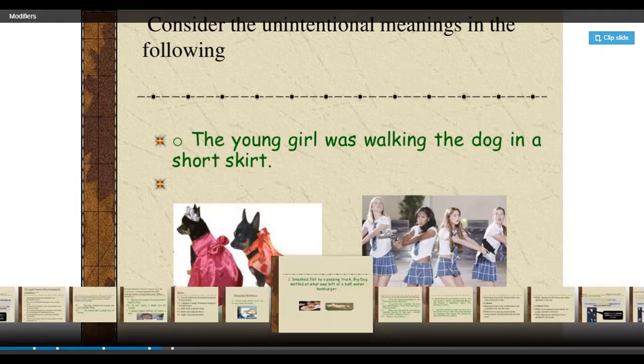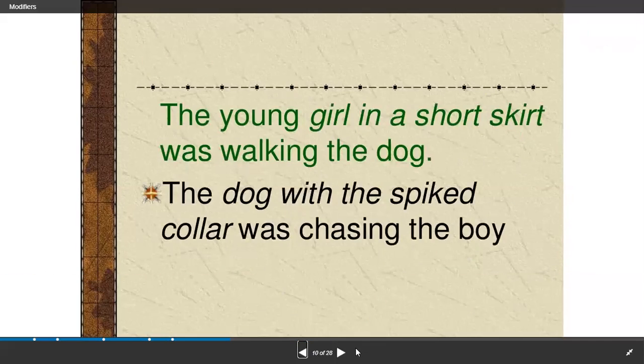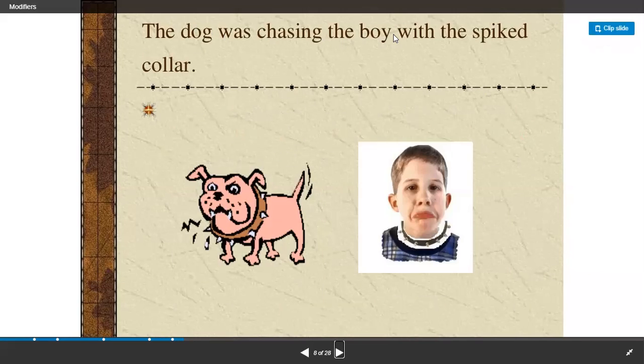Okay, let's go for another example. Let's say, for example, the dog was chasing the boy with the spiked collar. The dog was chasing the boy. Now it's fine. With the spiked collar. This is the collar. The collar is like a lace that we put around the neck of the dog. When I say spiked collar, I mean the one that has some spikes on it. Usually, who is wearing the collar? The dog or the boy? Who's wearing the collar? The dog is wearing the collar.